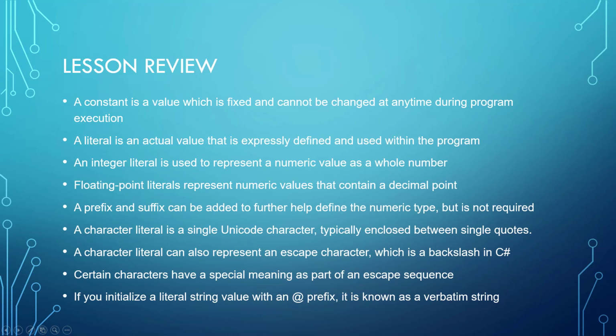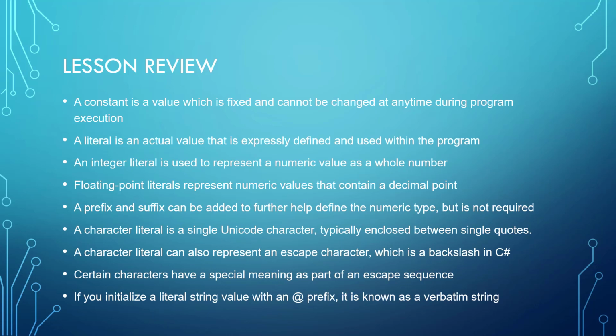Okay, so what did we learn today? Well, we learned that a constant is a value which is fixed and cannot be changed at any time during program execution. And we did an example of that, and you got to see the red line in Visual Studio indicating an error whenever we tried to change that value. A literal is just an actual value that is expressly defined and used within the program. So anytime we define a string inside of quotation marks or assign a numeric value directly to a variable, we're using literals. An integer literal is used to represent a numeric value as a whole number.